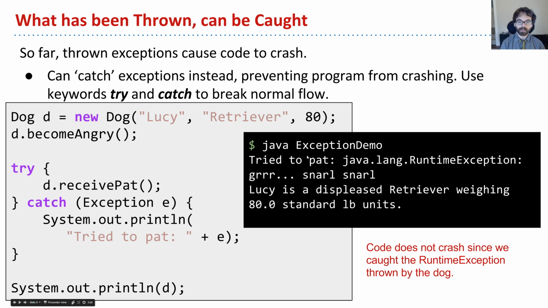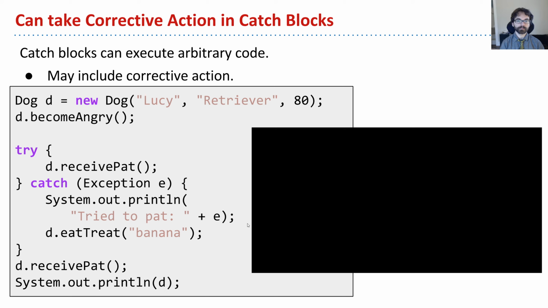and let the code keep running. So in this case, when we run this program, it says, tried to pat. However, we got a runtime exception, grr, snarl, snarl. That's the exception here. That's apparently the message thrown by Lucy. But after catching that exception, the program keeps running. So rather than crashing at this point and never printing, we actually get down here to this final print line and we get Lucy is a displeased retriever weighing 80 pounds. So in this case, the code didn't crash because we caught the exception.